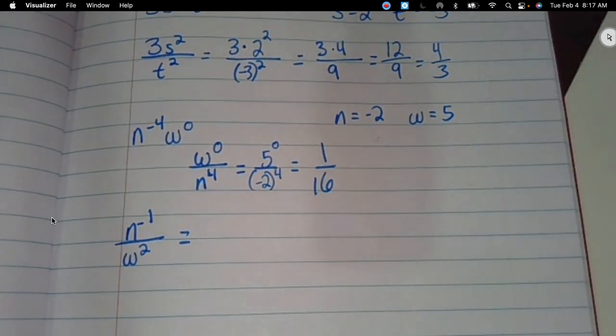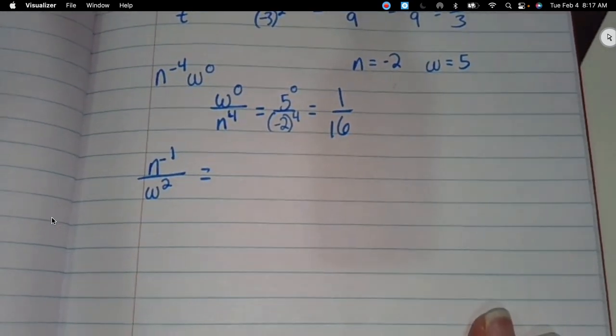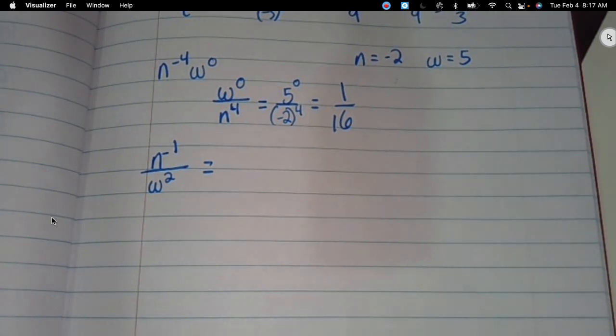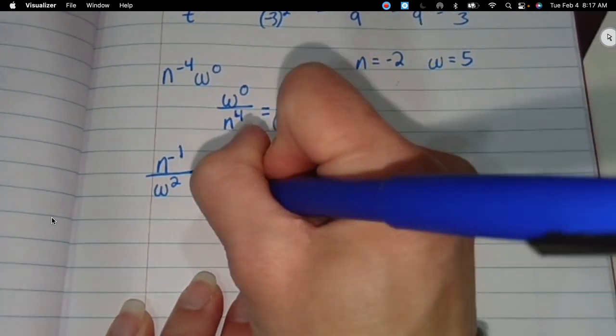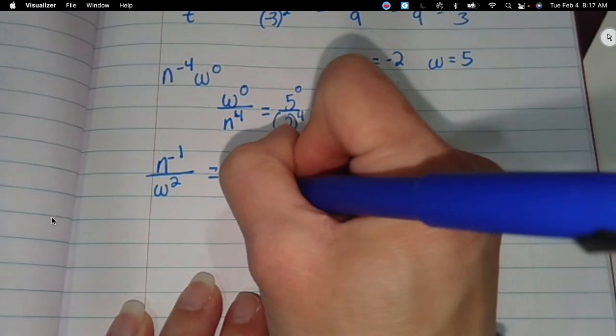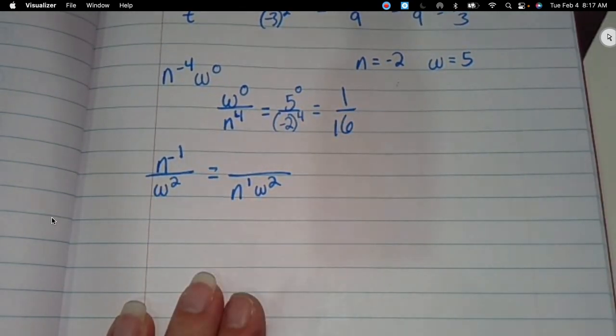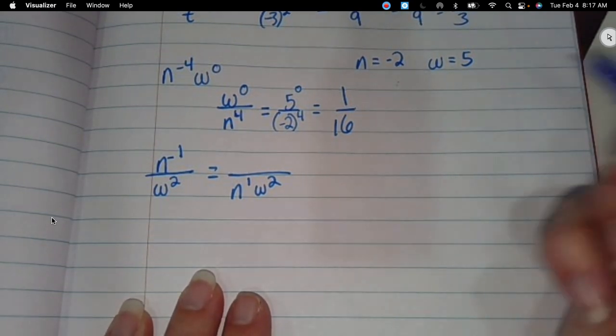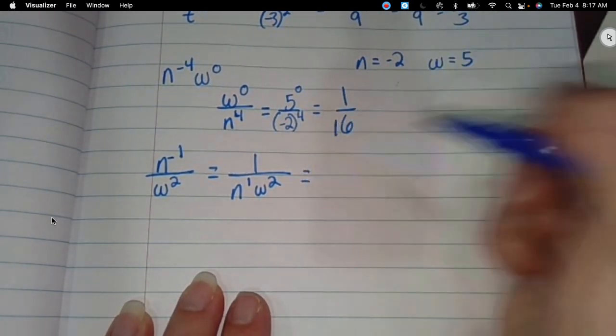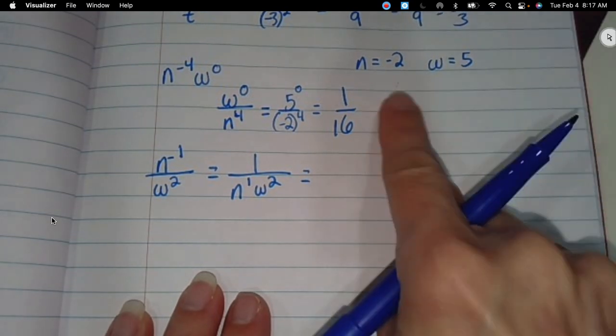Okay, first of all, how do I simplify that? Do I need to move anything? Yes, I need to move the n. So if I move the n down here, n to the 1 over w squared. See how it became positive? Because you moved it. There's nothing up top, so what do I put? 1. An understood 1. There we go. All right, now we can plug in.